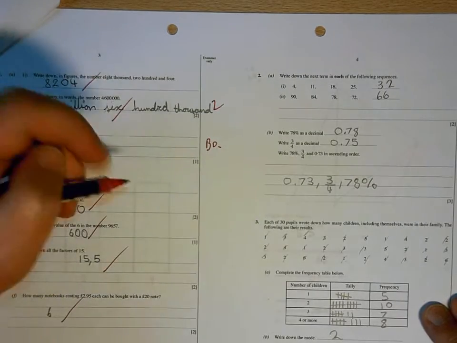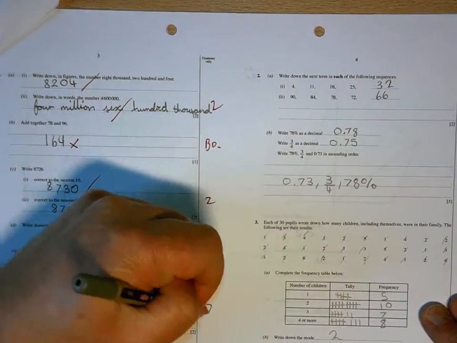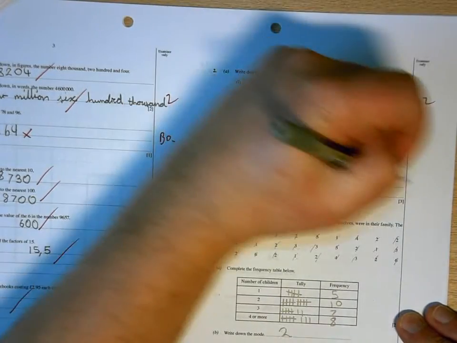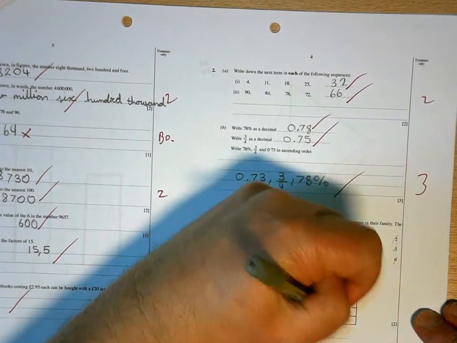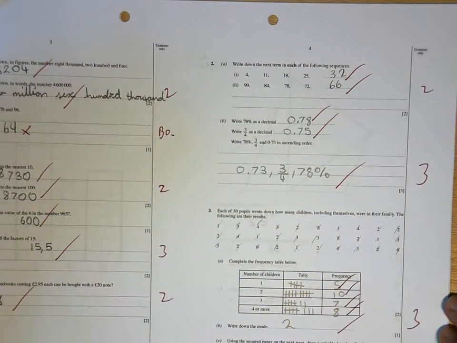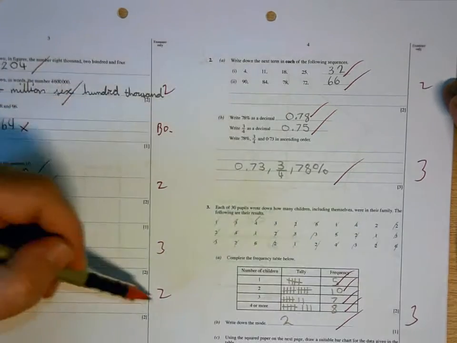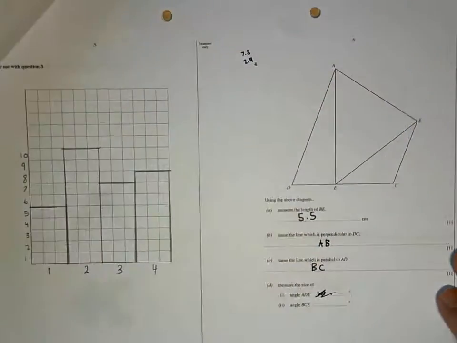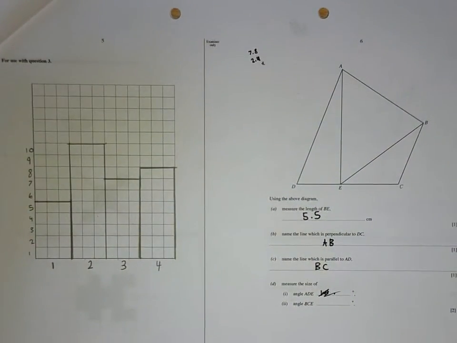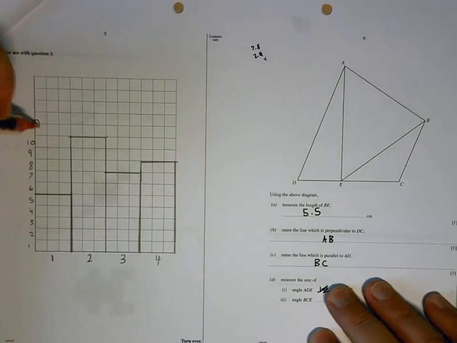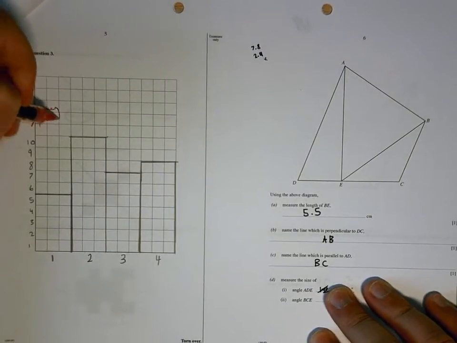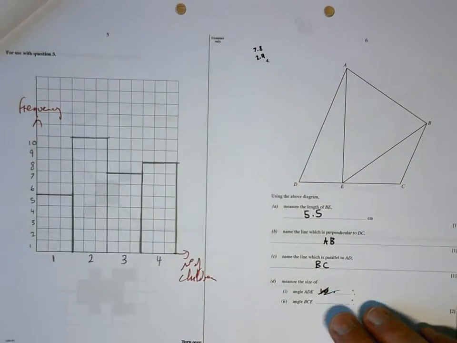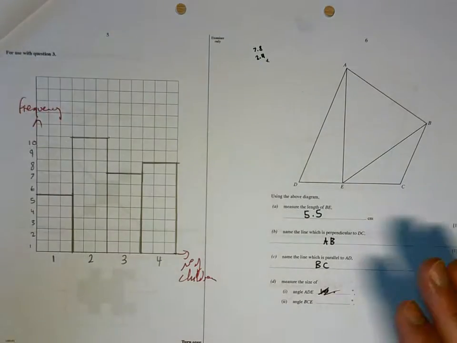That's good, and that's good. So 2, 3, 2, 32 and 66, 5, 10, 7, 8, 2. Good. Okay, so 3, 6, 8, 10, 15, 17. Okay, so you haven't labelled your axes. You need to tell me that that is the frequency and this is number of children. So you're going to lose a mark because of that, but the rest of your graph is absolutely fine.